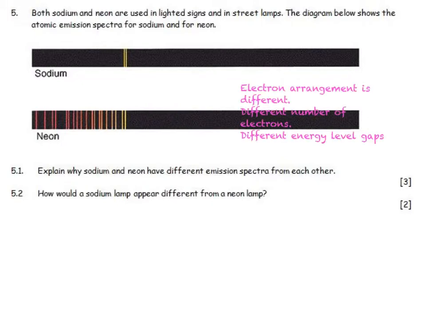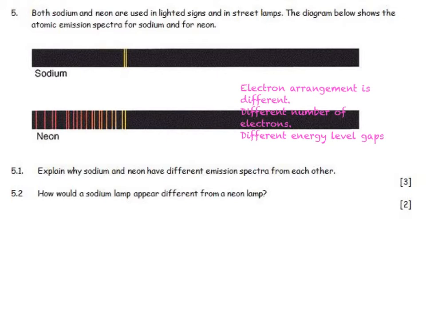So, the whole point of these is that they are fingerprints for each element. And that is because each element has got a different arrangement of electrons, a different number of electrons, and different gaps in their energy levels. So these electrons would emit different amounts of energy and therefore different frequencies of light at different points on their emission spectrum. How would a sodium lamp appear different from a neon lamp?